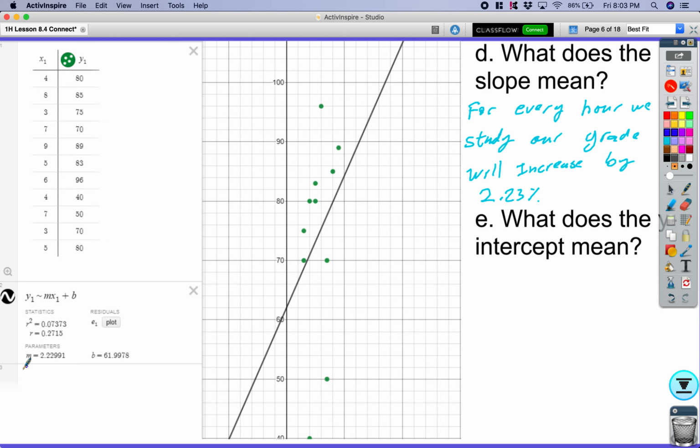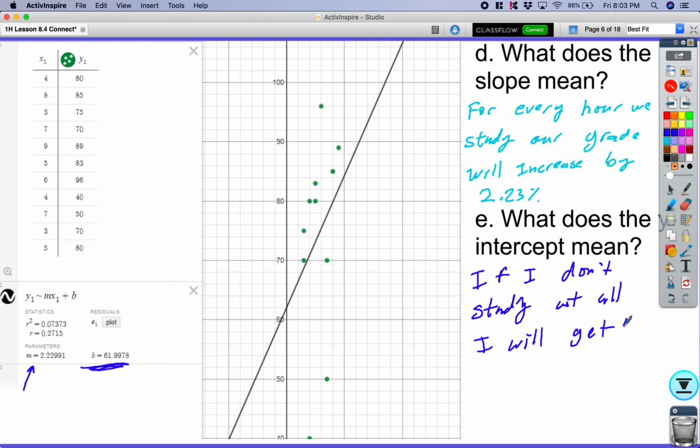And then we have this next thing. It says, what is my B? So that was where my M value was right here. And it says, what does my y-intercept mean? What does my B value mean? If I don't study at all, I will get a 60, let's just call it a 62%. Now remember, it's statistics, so it's not 100% always certain. It's not exactly a linear equation, but based off my data and my best fit line, I should say, that is what I can come up with, okay?